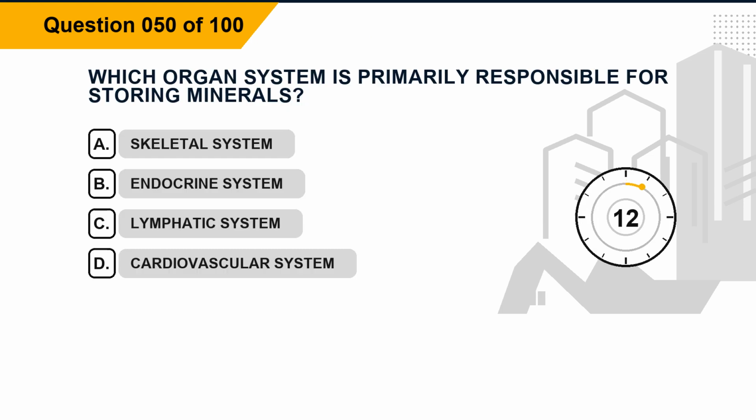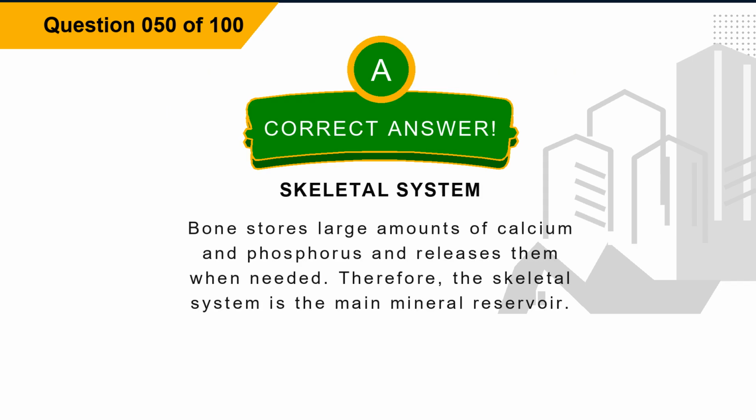Question 50. Which organ system is primarily responsible for storing minerals? Option A, skeletal system. Option B, endocrine system. Option C, lymphatic system. Option D, cardiovascular system. The correct answer is option A, skeletal system. Explanation. Bone stores large amounts of calcium and phosphorus and releases them when needed. Therefore, the skeletal system is the main mineral reservoir.